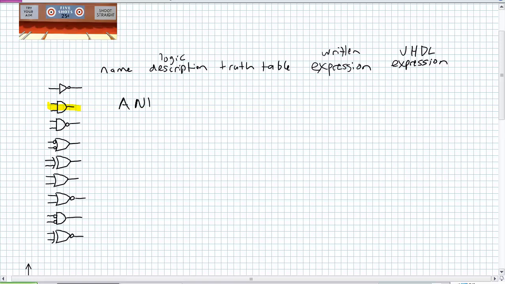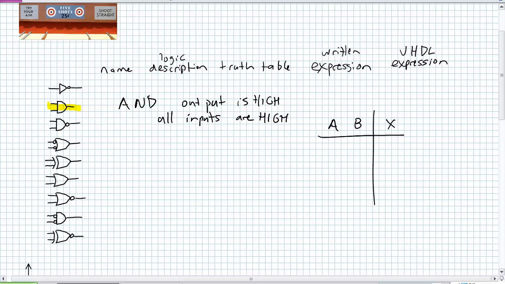Okay, that's an AND. Its logic description, to me, is output is high if all inputs are high. Come up with a truth table given inputs A and B. What's our output X? Output is high only if all inputs are high. What is the written expression for AND? X is equal to A ANDed with B. Sometimes you don't need that symbol. Sometimes if people write it out with a keyboard, they use the asterisk, however you pronounce that thing. The VHDL expression: X is assigned A and B.